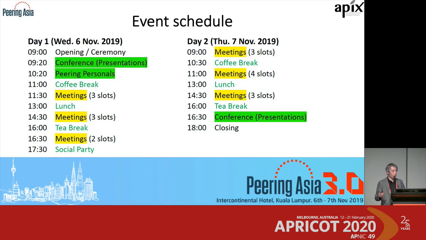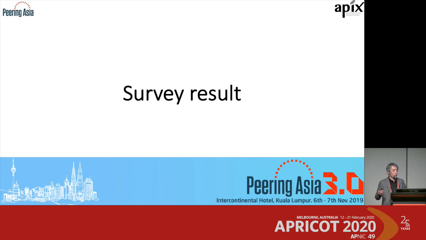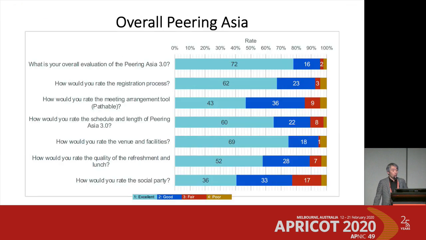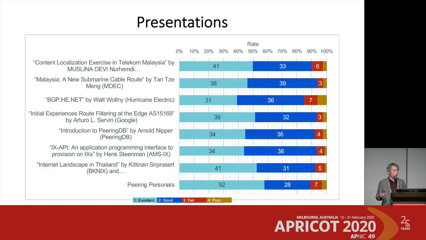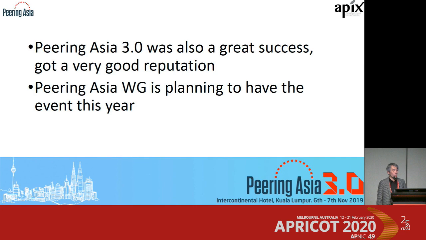Okay, so this is the event schedule. We had two days, and presentations in two slots. We also had a survey and got 93 responses, quite a good response rate. Overall, our reputation was very good, and the presentations also got a good reputation. Most people would like to attend future Peering Asia events. So Peering Asia 3.0 was a great success.